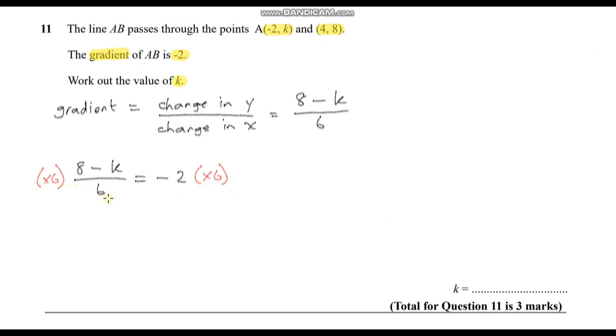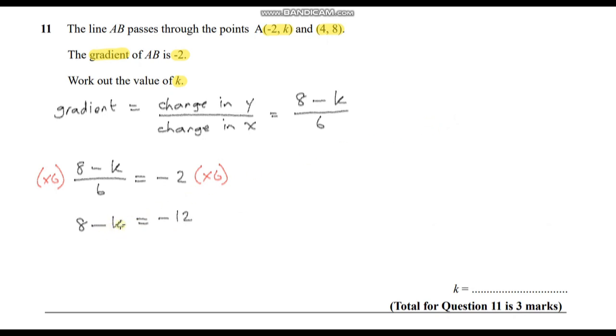So that will just get rid of the 6 over here. So we'll just have 8 minus k on the left. And on the right, -2 times 6 is -12. So 8 minus something is negative 12. Well, I could work out that that is just going to be 20. 8 minus 20 is negative 12. But let's just do this properly, algebraically.